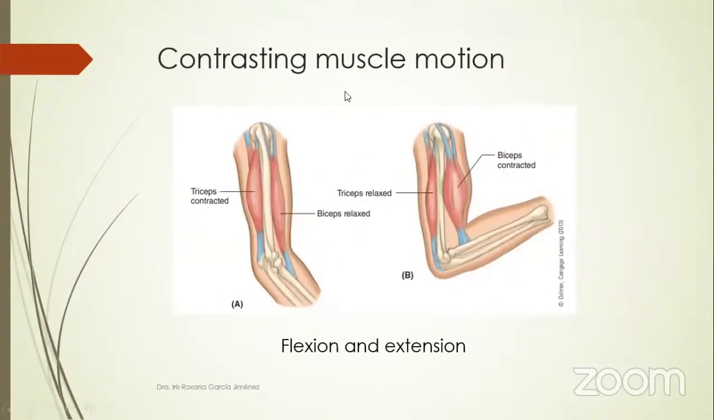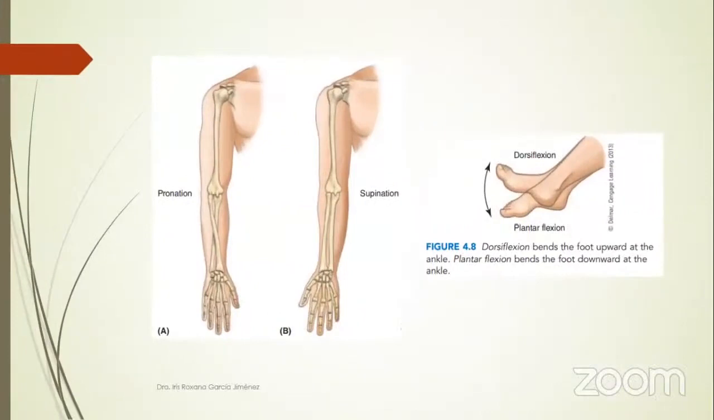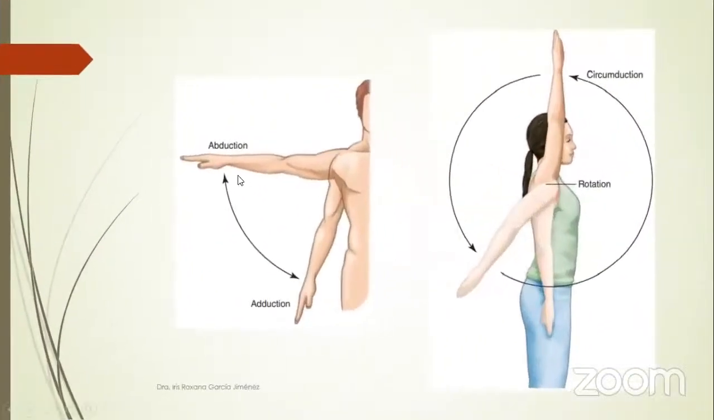About the contrasting muscle motion, we talk about flexion and extension. Just check this for maybe refreshing these ideas, just for information, but take into account the contrasting motion, okay? We have some of them: pronation, supination, dorsiflexion, plantar flexion. We have abduction, adduction, circumduction, rotation.